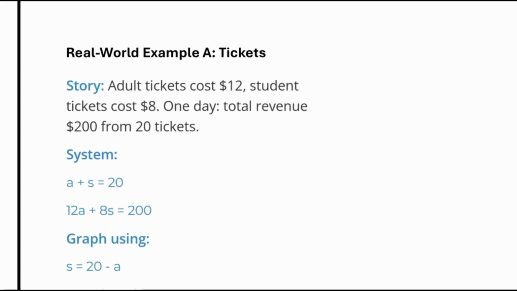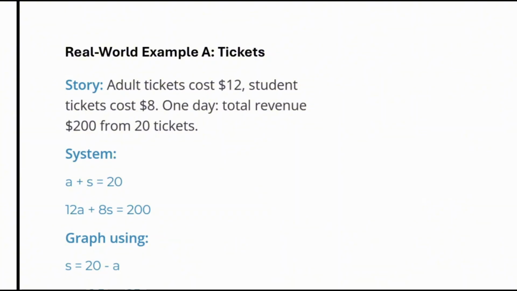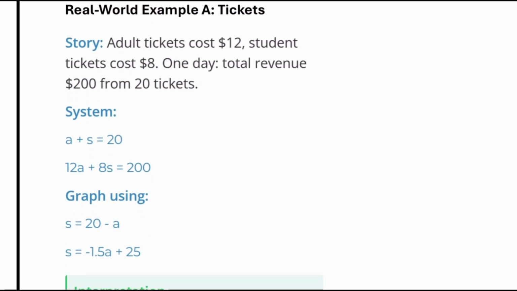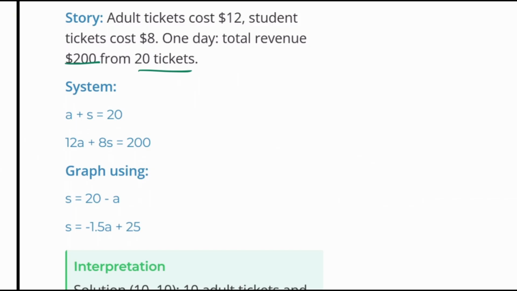Imagine, this is some kind of story. The adult tickets cost $12. Student tickets cost $8. On one day, I know my total revenue is $200 from 20 tickets. So I know two things. For example, A is for adults, S is for students. I know I sold 20 tickets, so A plus S is 20. I also know that each adult ticket is $12, so 12A, and each student ticket is $8, so I have $200 of revenue.